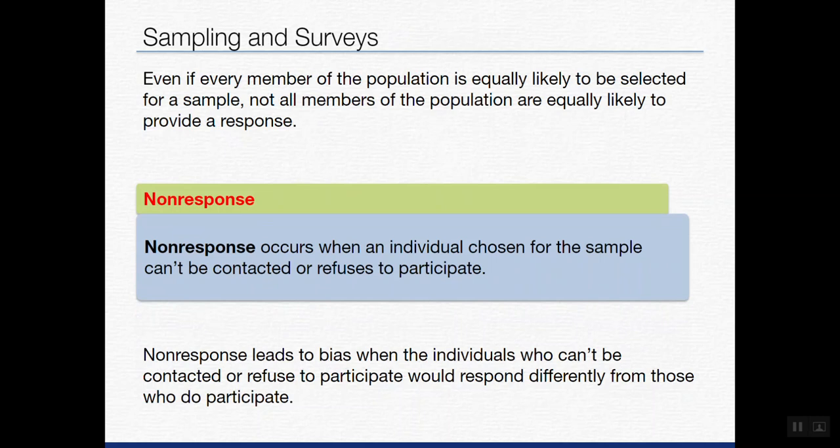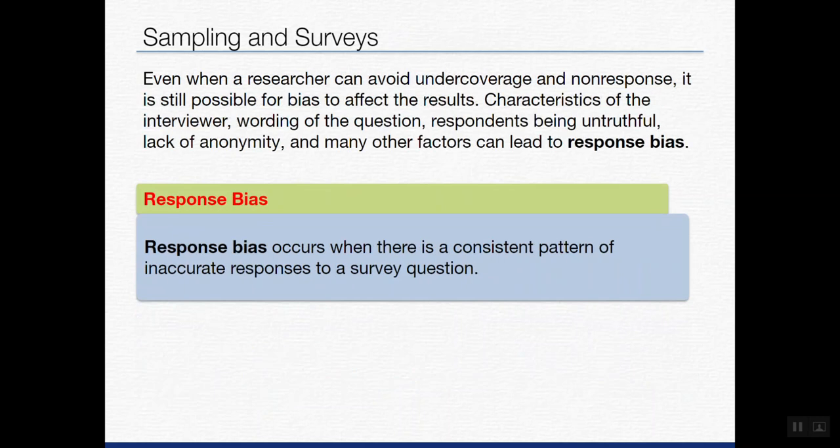Lastly, in general, response bias occurs when there's a consistent pattern of inaccurate responses to a survey question. This could be because people are embarrassed to tell the truth. For example, if you do a survey about if people wash their hands after they go to the bathroom, people are going to be embarrassed to say no, they don't wash their hands after they go to the bathroom, so they are incentivized to lie to avoid embarrassment. That would be an example of response bias.